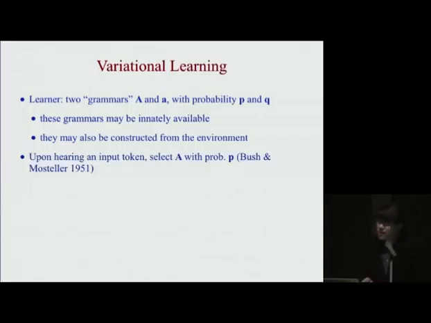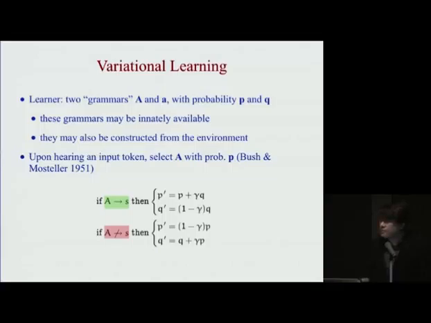And if you hear an input token in the environment, you pick big A with the probability P, you pick small a with the probability Q, and afterwards you try to see if it works. If it works for the input token, you increase its probability by some amount, and if one goes up, the other would have to come down. If it doesn't work, you penalize it by decreasing its probability.